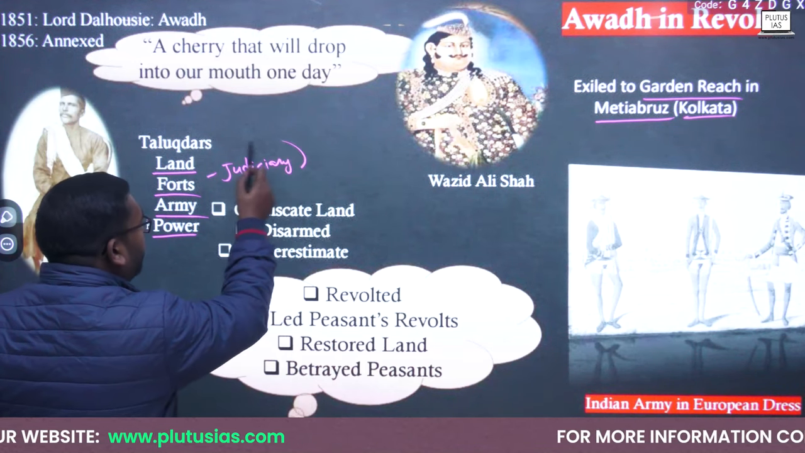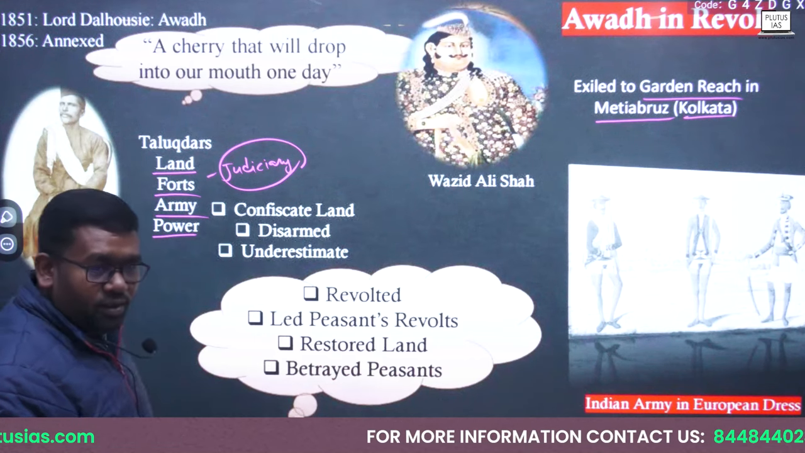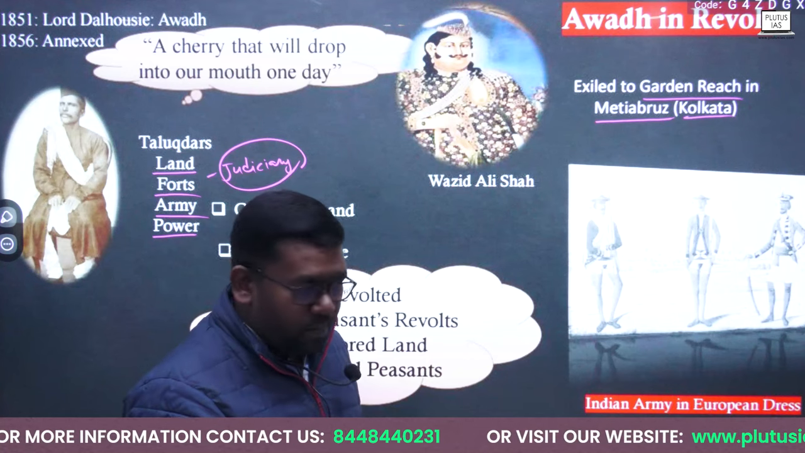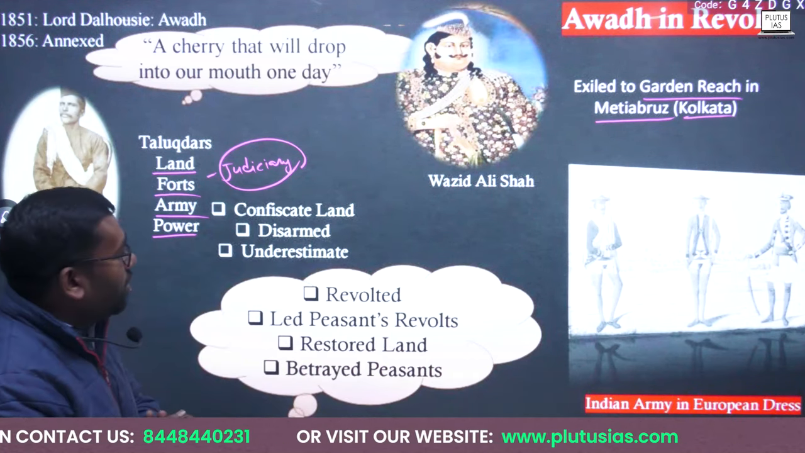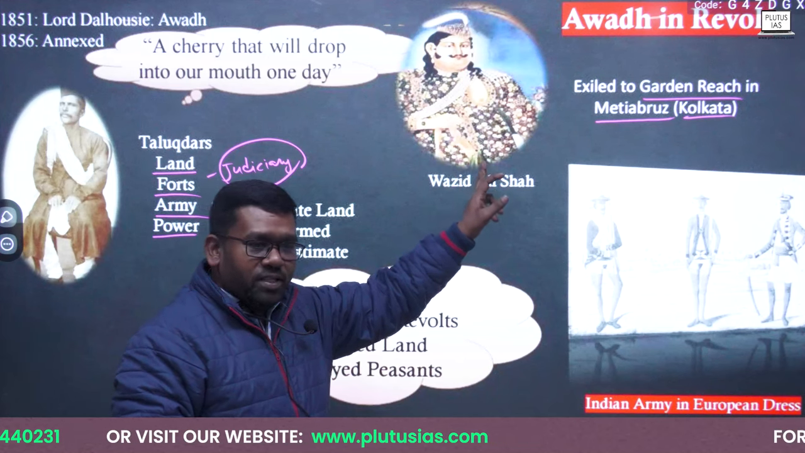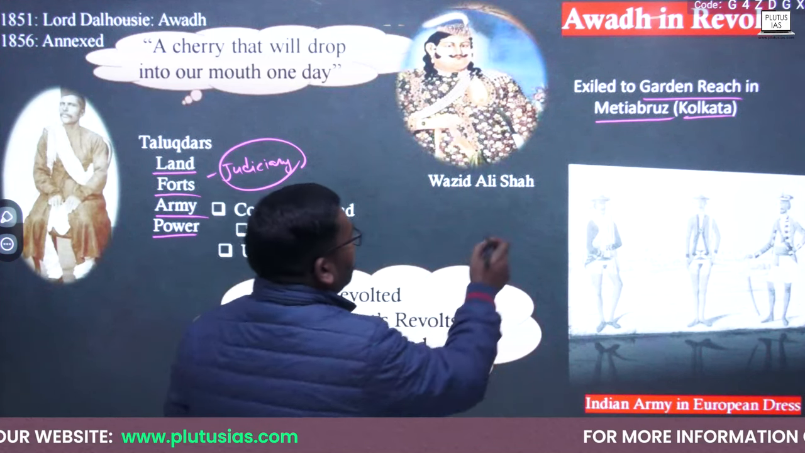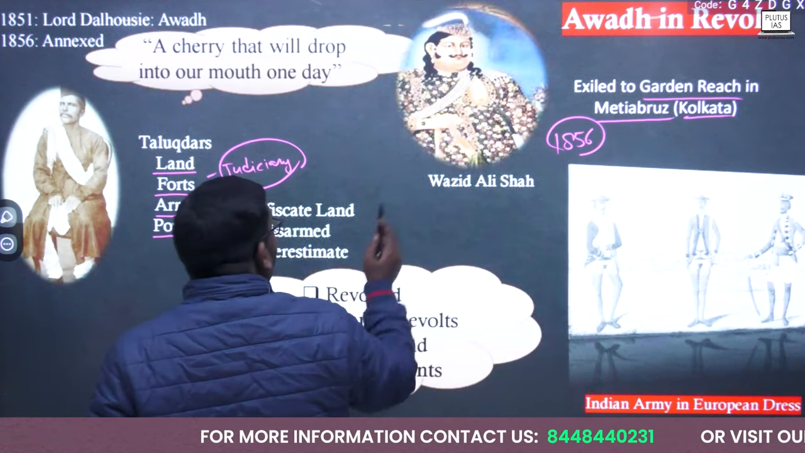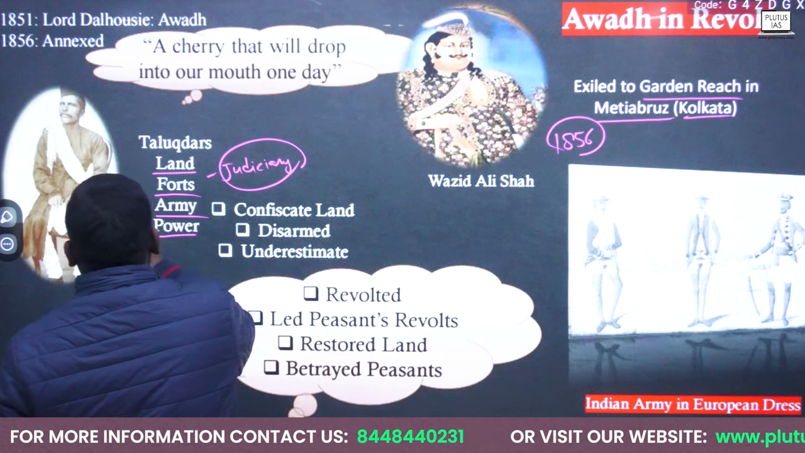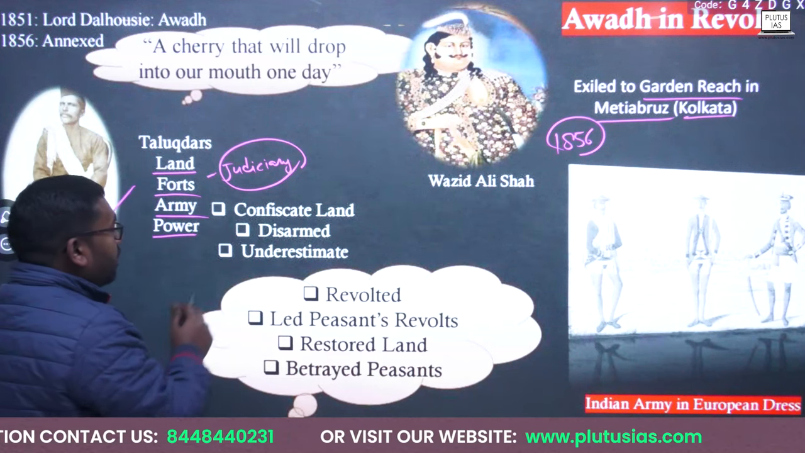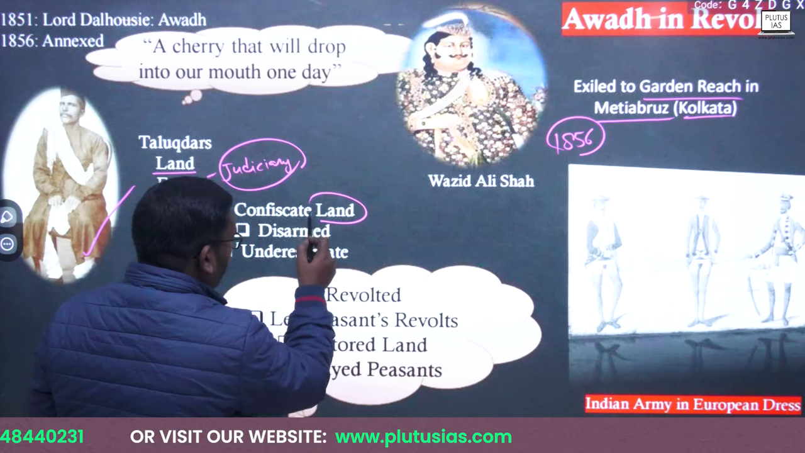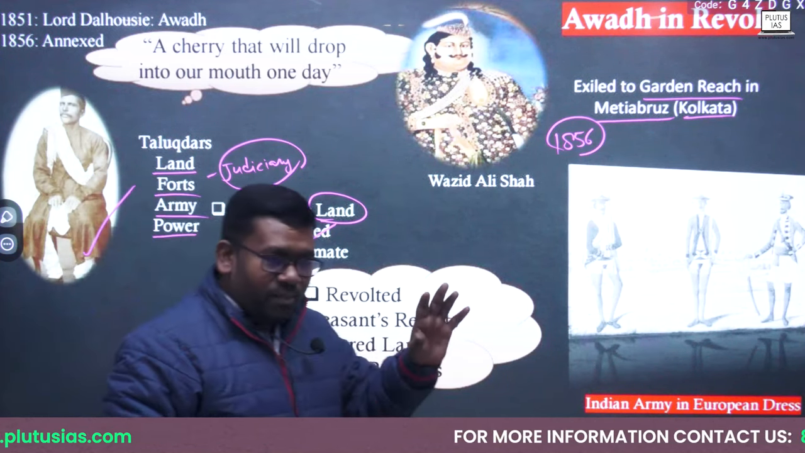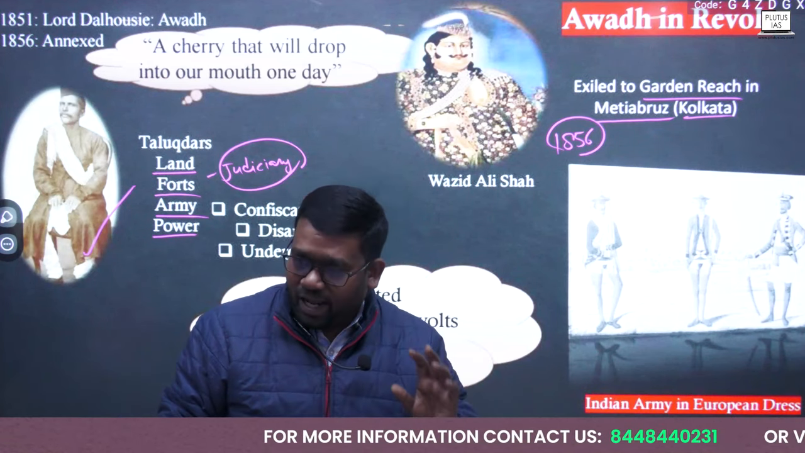So we can say that they are the local rulers under the Nawab of Awadh. So these were the Taluqdars. What happened? When Awadh was annexed, in which year? 1856. When Awadh was annexed in 1856, they also confiscated the land of the Taluqdars. They made them disarmed. Their military power, their arms, were captured.